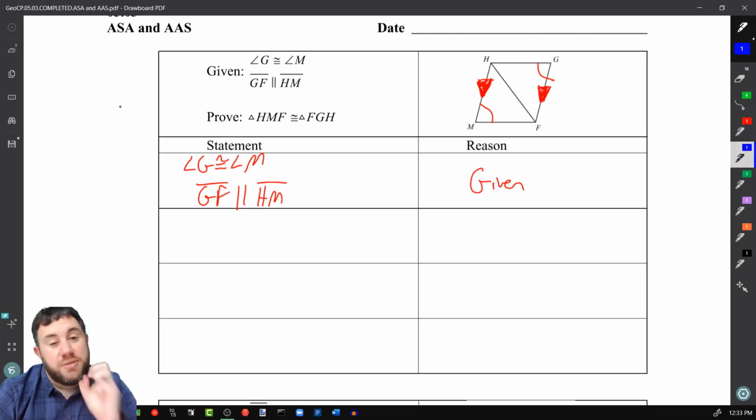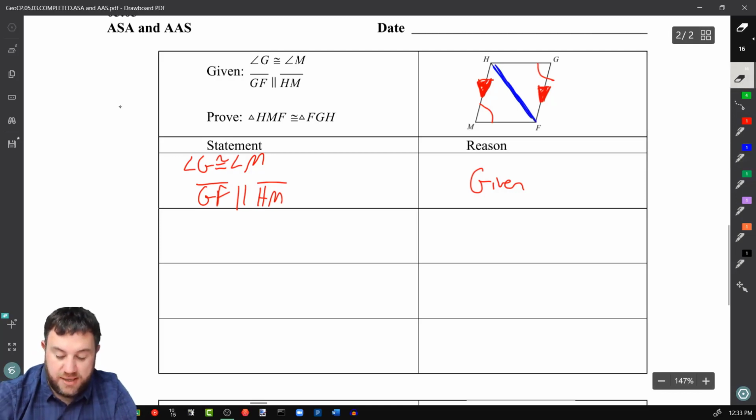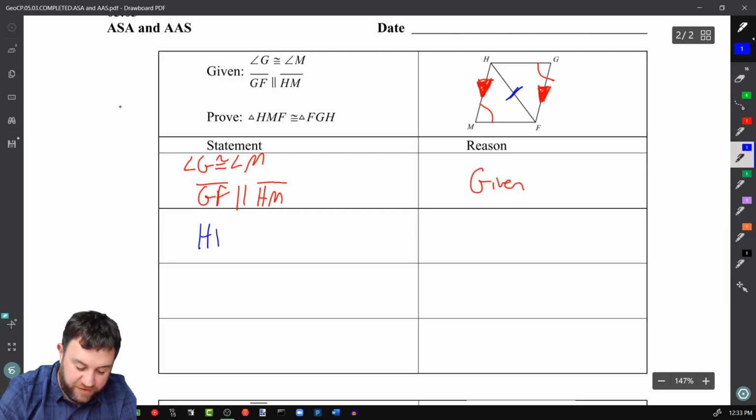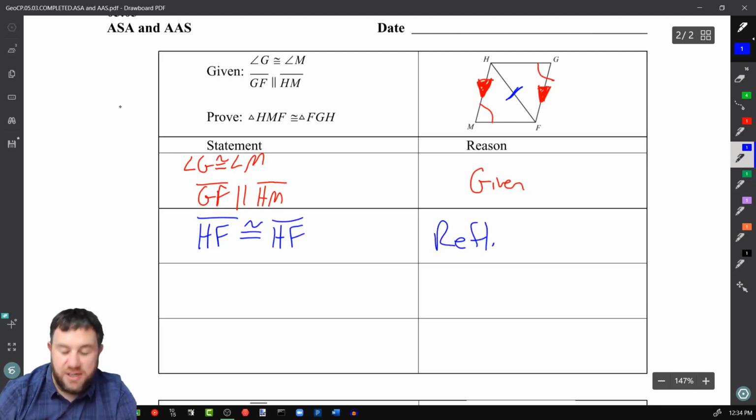Well, something that should pop out at you right off the bat is that they share a side. So let's go ahead and mark HF is congruent to itself. HF is congruent to HF. And anytime you have congruent to itself or equals itself, that is the reflexive property.